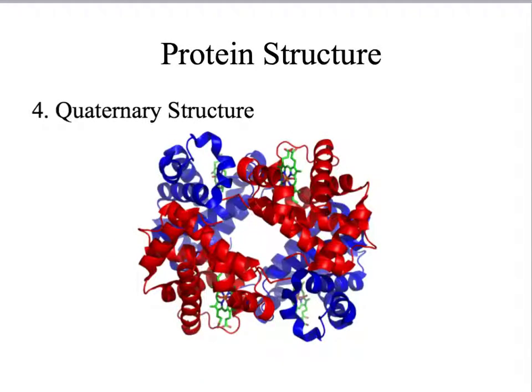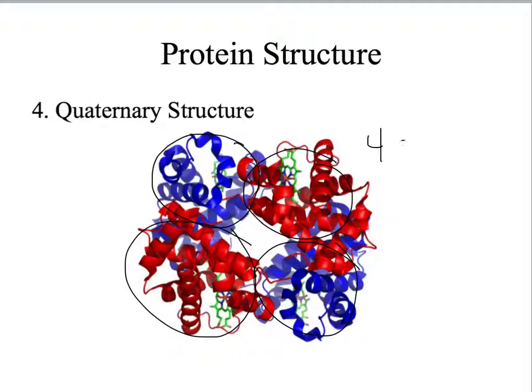Finally, the quaternary structure. This is when we put subunits of the tertiary structure together. So here you can see there's 1, 2, 3, 4 subunits. It's not always 4, but in this example it is. 4 subunits with that tertiary structure. So these are interacting with each other as well. There's bonds between the subunits.